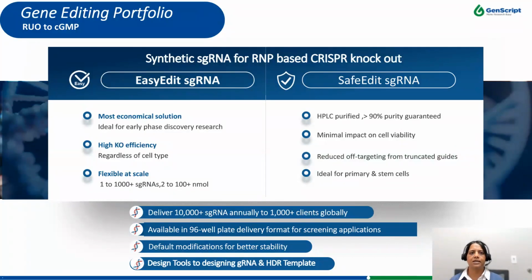Smartly designed synthetic sgRNAs are proven effective for targeted gene editing in knockout and HDR-mediated knock-in experiments. To support the RNP-based CRISPR knockout and knock-in, GenScript provides two types of sgRNA. One is the EasyEdit sgRNA and the other one is the SafeEdit sgRNA. EasyEdit is a more economic solution, shows high editing efficiency, and is flexible at scale. While SafeEdit sgRNA is HPLC purified, reduces off-targeting, and shows minimum impact on cell viability.